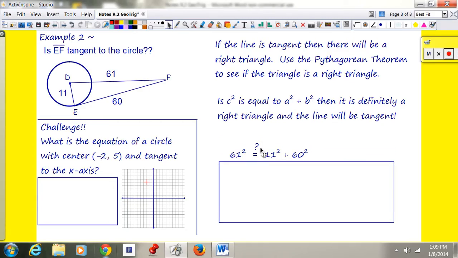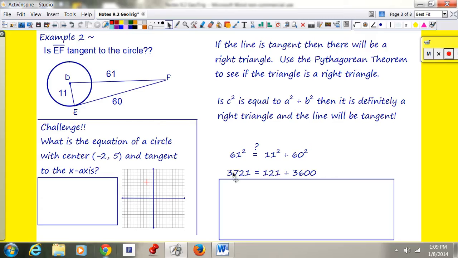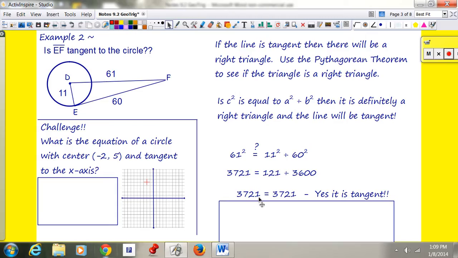So let's see if it is. Is 61 squared equal to 11 squared plus 60 squared? Now 61 has to be c because it's across from where the right angle would be. So 61 squared is 3721. 11 squared is 121. 60 squared is 3600. And yes, 3721 equals 3721. It is a right triangle, therefore it is a tangent line. This EF is tangent to the circle.